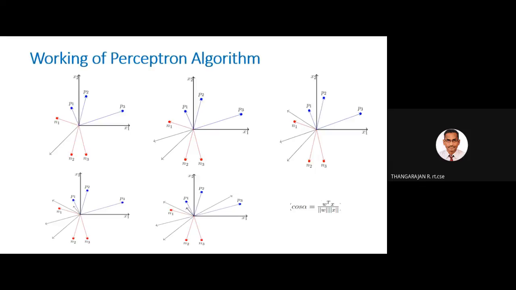Here you see that these three points, P1, P2, P3, are positive samples, and N1, N2, N3 are negative samples. Now I want a decision boundary somewhere like this, so that positive samples come on this side and the negative samples come on the other side. Now take this figure 1. You take an arbitrary value of W.